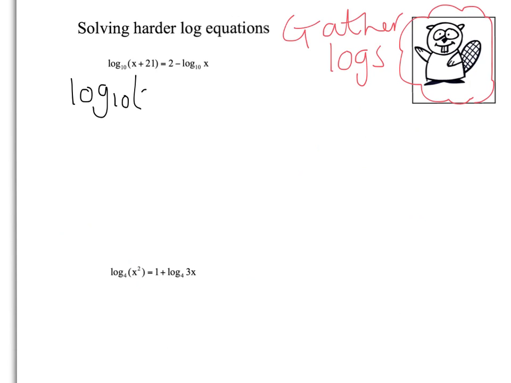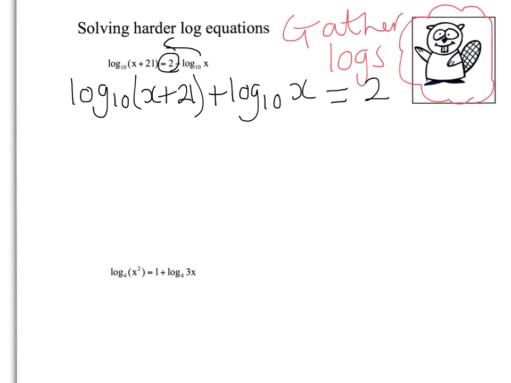So the first thing that we're going to do is, if you get a nasty question like this, we gather the logs together. We gather the logs on one side. So I'm going to move this over, and when I move it over, it will become log 10 of x. And if anything isn't a log, so do you notice the 2 isn't a log, I personally leave the 2 on one side. So I'm gathering the logs on one side and I'm leaving the numbers on the other.